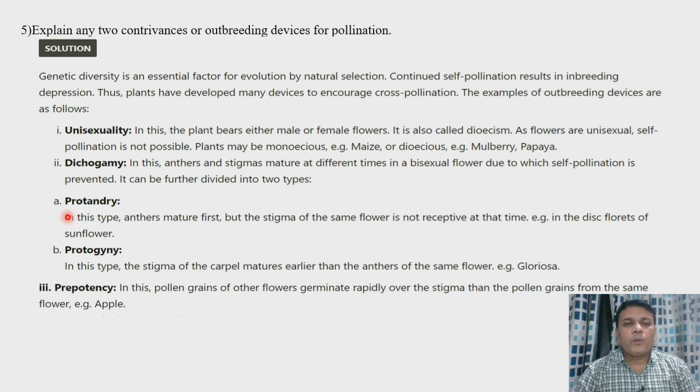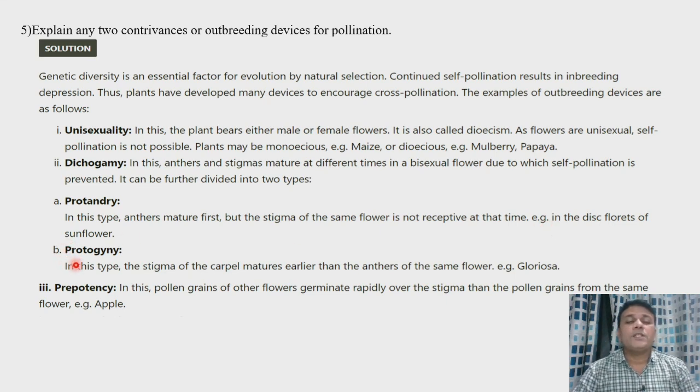First one is protandry. Protandry means, in this condition, anthers mature before the stigma of the flower, and the stigma is not receptive at that time. An example of it is disc florets of sunflower.